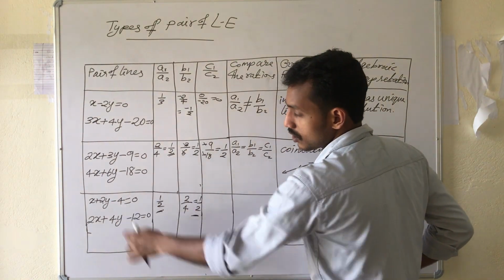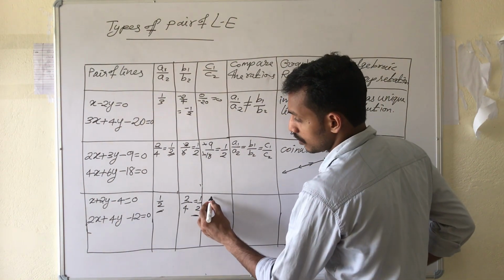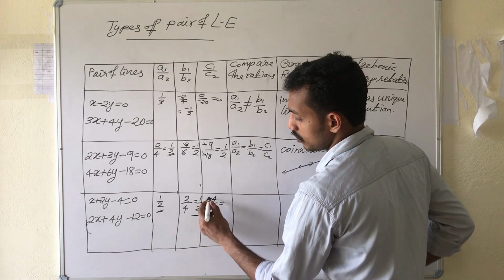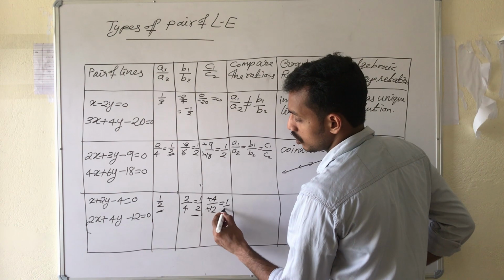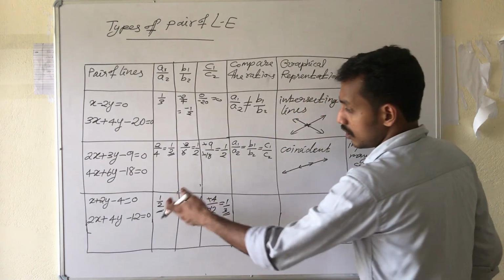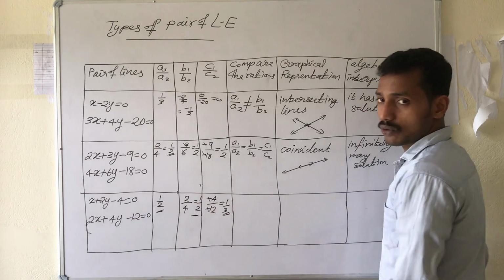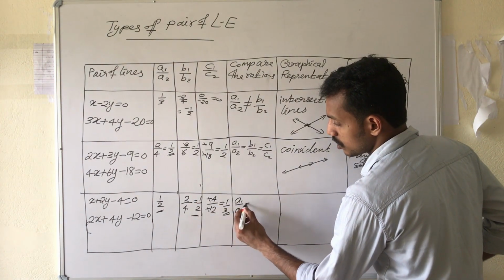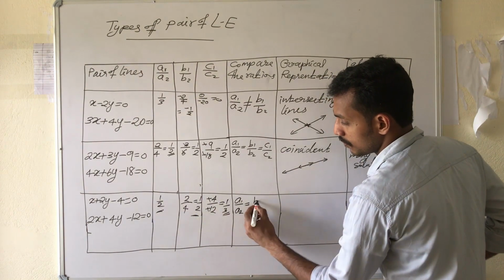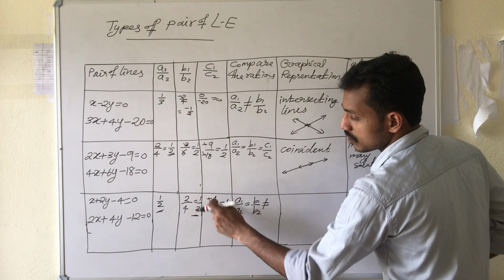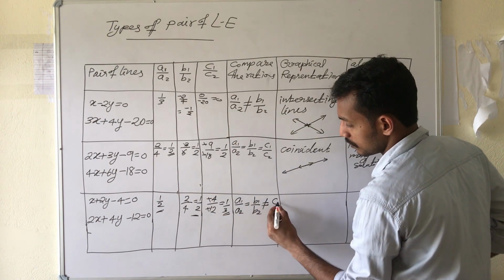Now what is the condition in case of c1 by c2? That is minus 4 by minus 12, which is equal to 1 by 3. So here a1 by a2 is equal to b1 by b2, but not equal to c1 by c2.